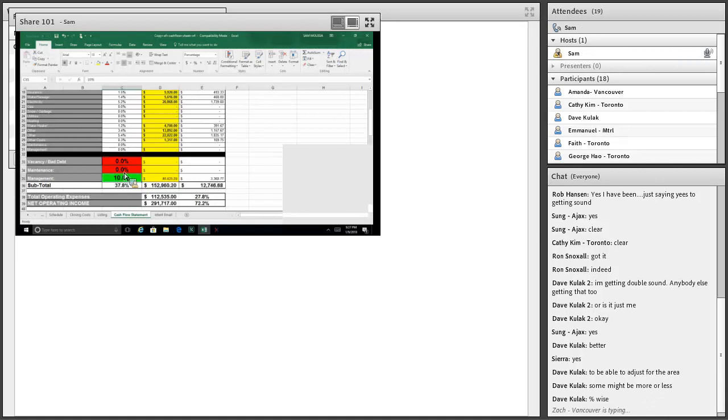To adjust for the area, yeah. If there's a specific reason we want to put those zeros in there, because obviously that's going to affect our numbers, right? Our net operating expense is going to go down. Now, in what case would those be zeros?